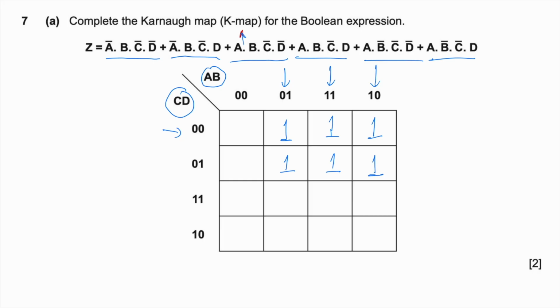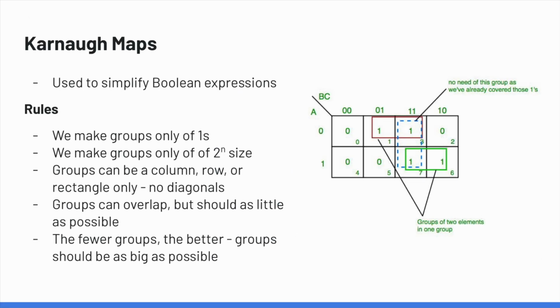Now, there are a few rules. This is where the ones are going to be, and everything else is going to be 0. Now, what we're going to do next is put loops. And where we put loops follows a few rules. We can only make groups of ones, which are going to look something like this. We can only make groups of 2 to the n size, so we're talking about 2, 4, 8, for example. Groups can only be columns, rows, or rectangles. Groups can overlap, but should as little as possible. And the fewer groups, the better.